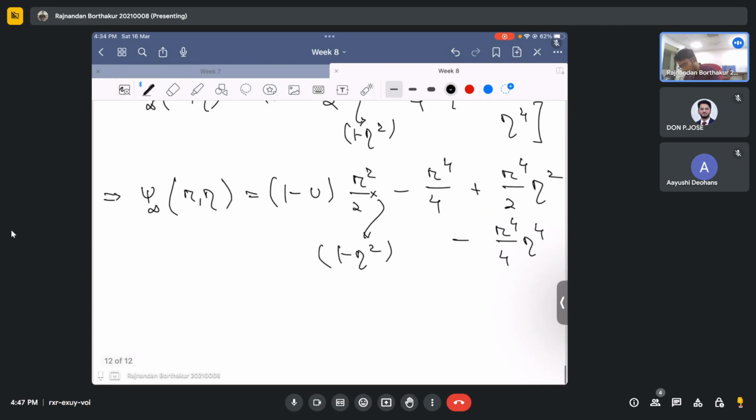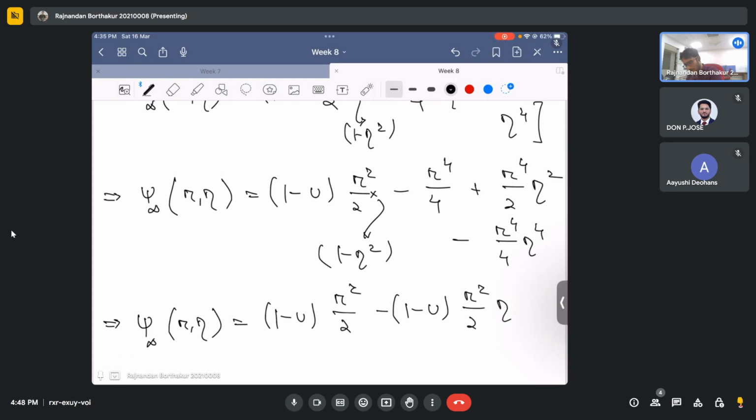So if I now simplify, the idea is that I want to segregate all the terms so that we would know what modes of the far field velocity would be present in a generalized solution. So this would be 1 minus u into r squared by 2. Then what we have is minus 1 minus u into r squared by 2 eta squared.